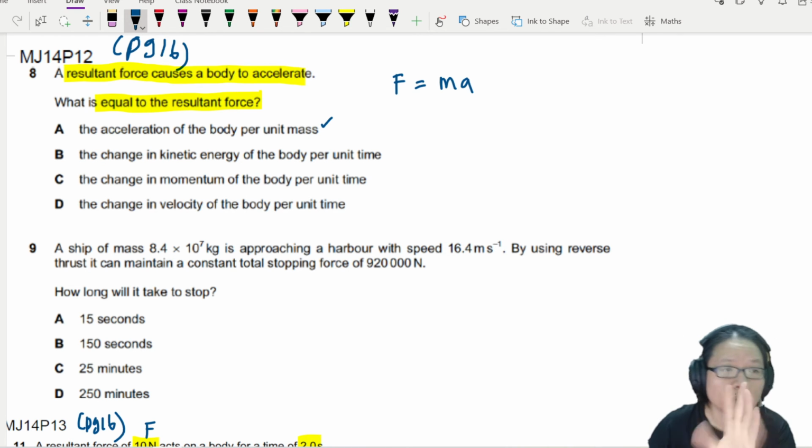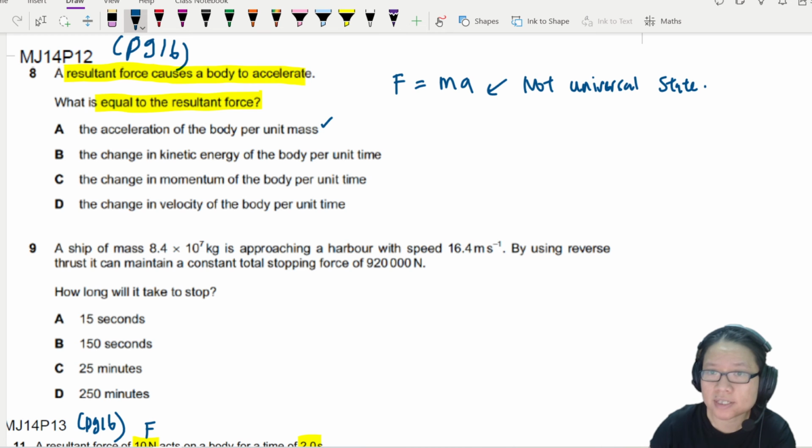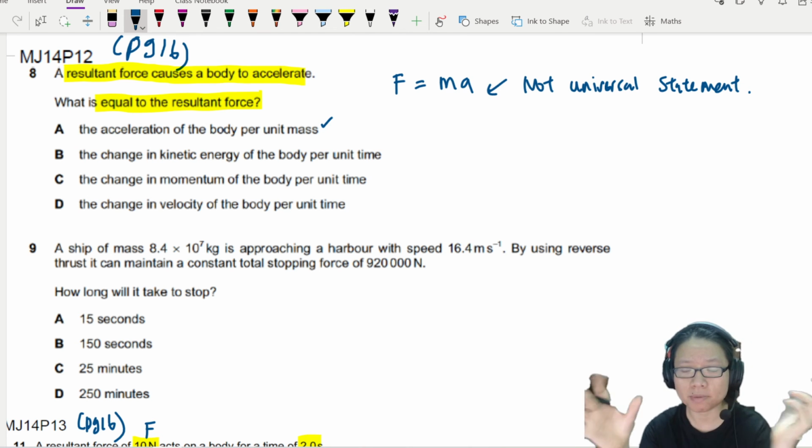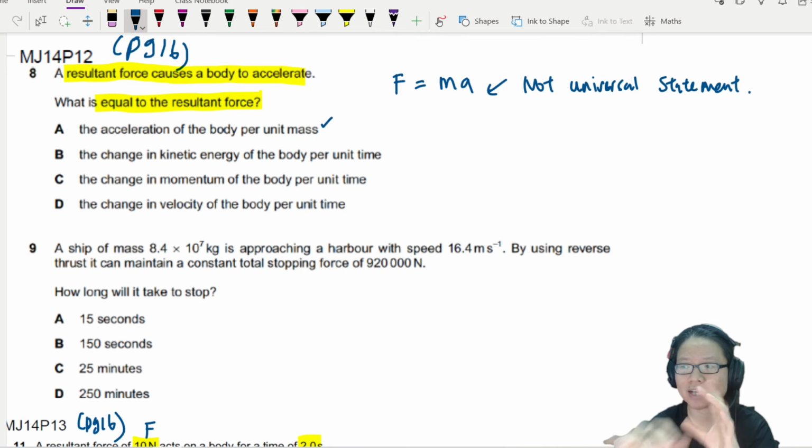No. Whenever you talk about statement, this is wrong. This is not a universal statement. Not universal statement of your Newton's second law. Okay? You don't have information about the body. Maybe the body is slowly leaking out its mass. Maybe the body is like a squid and it's spraying ink out. You don't know. Basically, you don't know.